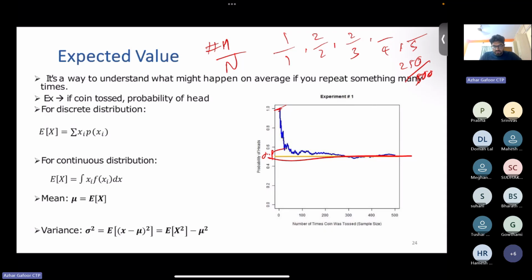Now coming to the continuous formulation, we will take this example. This is the formula for a continuous distribution. The summation will be replaced with an integral. Usually mu is used to denote the expectation, and variance is a quantity which denotes how the data are distributed with respect to the mean. How variant is the data.